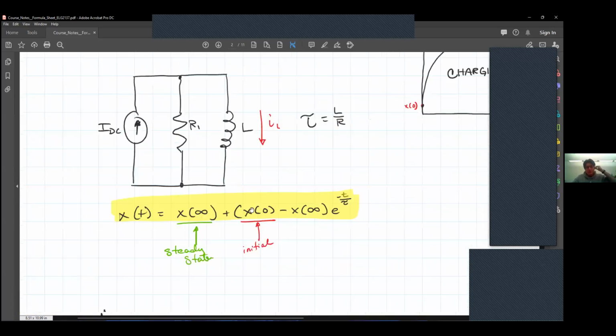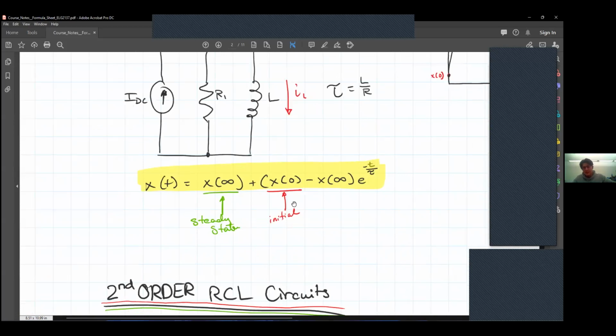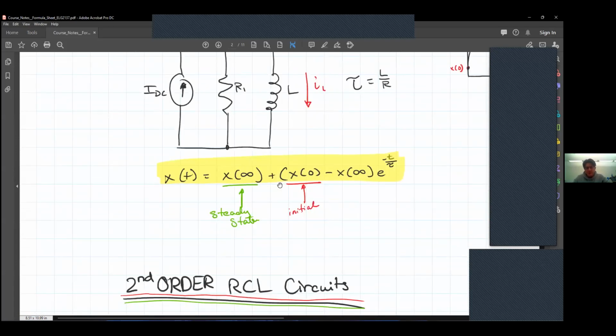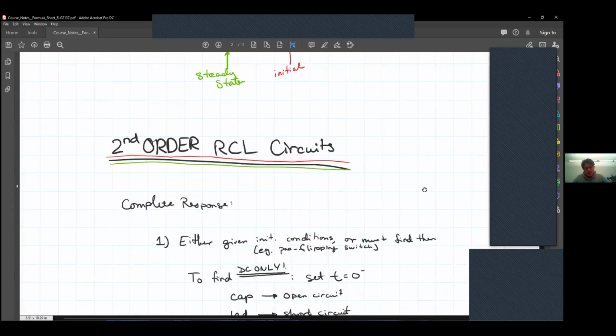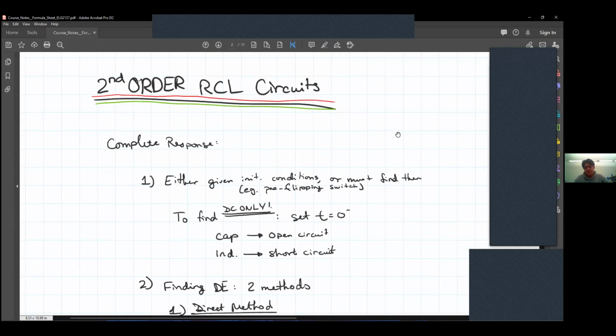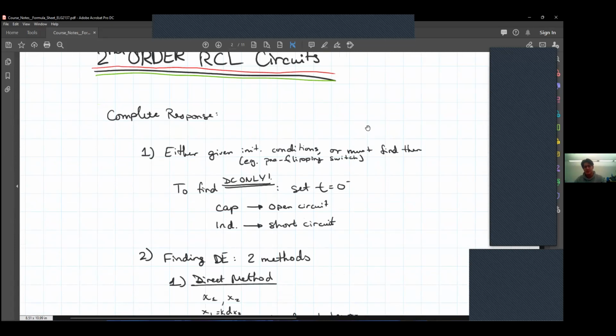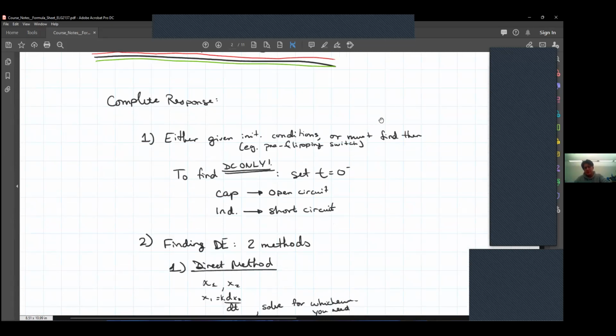And so to solve for these, you have a steady state and an initial state that you want to solve with. I'll be going over an example first order review, although I'm pretty sure that's covered in circuit theory 1. So for second order RLC circuits, depending on how your prof wants to call them, you get a little bit more complicated of an answer. So usually questions dealing with these ask for the complete response of a component or of an element in the circuit. So to go about this, you're either given the initial conditions, or you must find them.